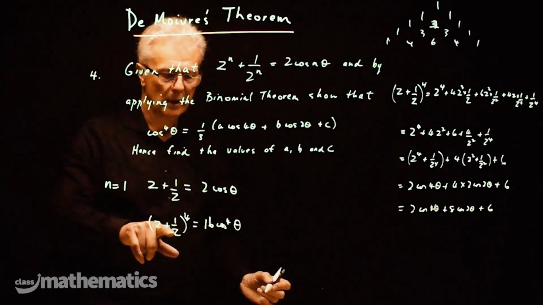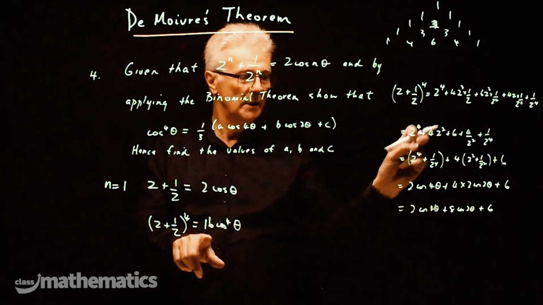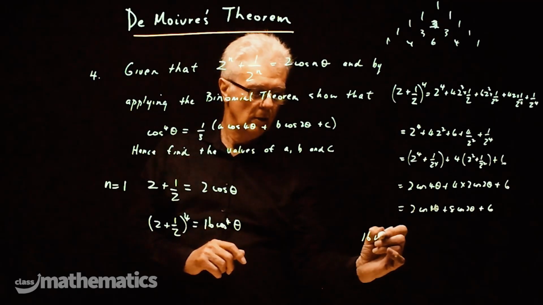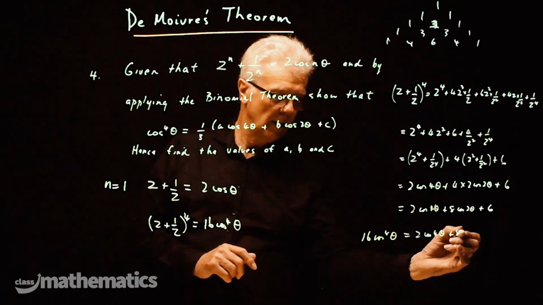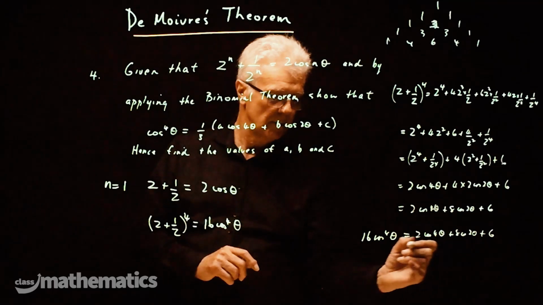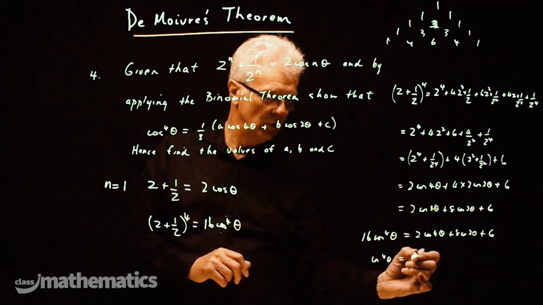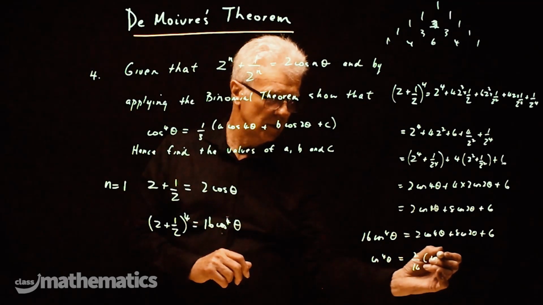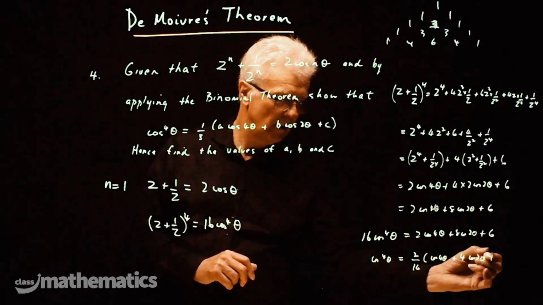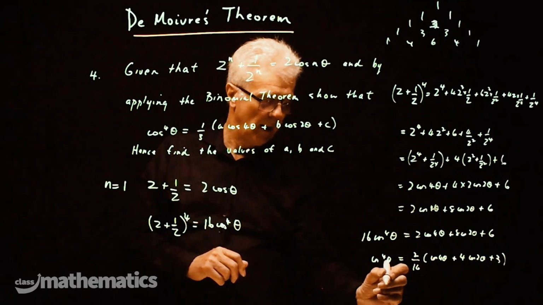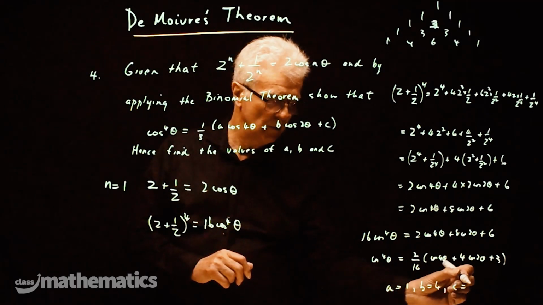Now we know that z plus 1 over z to the 4th equals this, so this must equal this. So 16 cos to the 4th theta must equal 2 cos 4 theta plus 8 cos 2 theta plus 6. That becomes cos to the 4th theta equals, bringing out the 2 over 16, 1 over 8 times cos 4 theta plus 4 cos 2 theta plus 3. So a must be equal to 1, b must be equal to 4, and c is equal to 3.